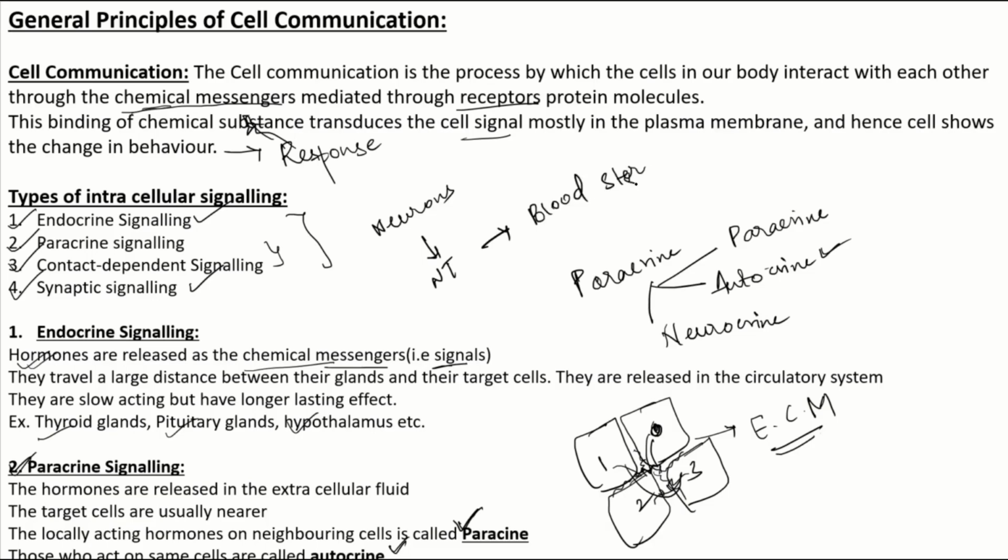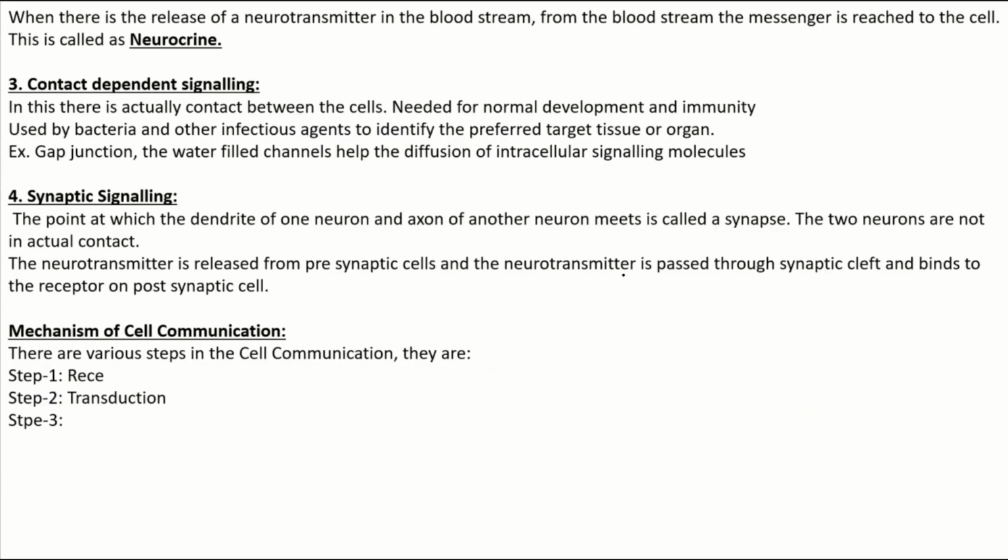When this is done by the neurons, from the bloodstream the target cells are activated. When it reaches the target cell, this process is known as autocrine signaling, neurocrine signaling. Here I have mentioned it clearly.